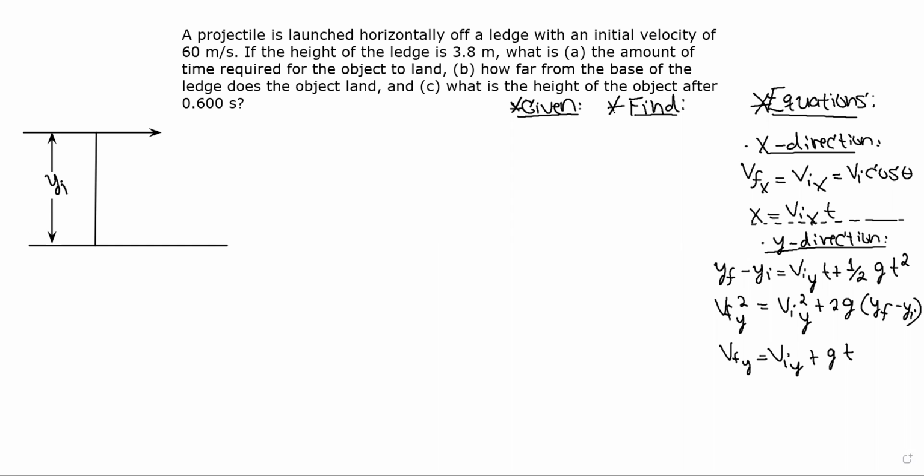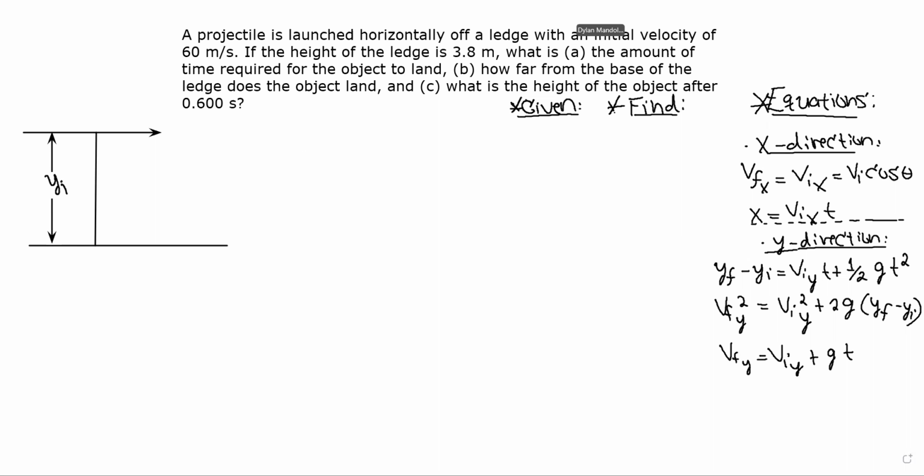Let's begin. So here's the problem we're going to approach. A projectile is launched horizontally off a ledge with an initial velocity of 60 meters per second. If the height of the ledge is 3.8 meters, what is the amount of time required for the object to land? How far from the base of the ledge does the object land? And what is the height of the object after 0.6 seconds?